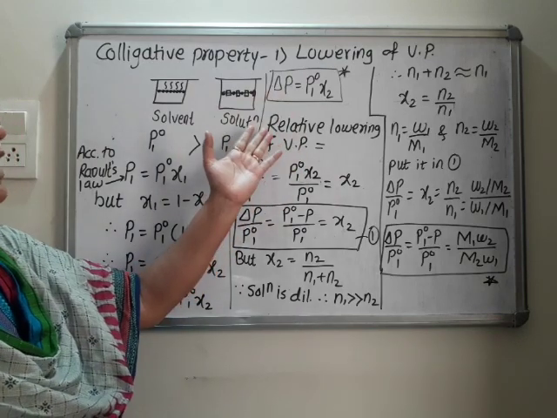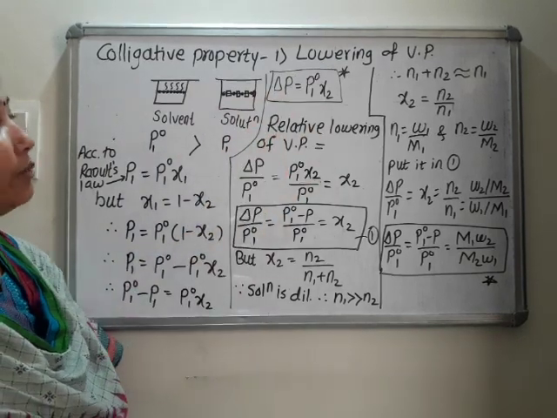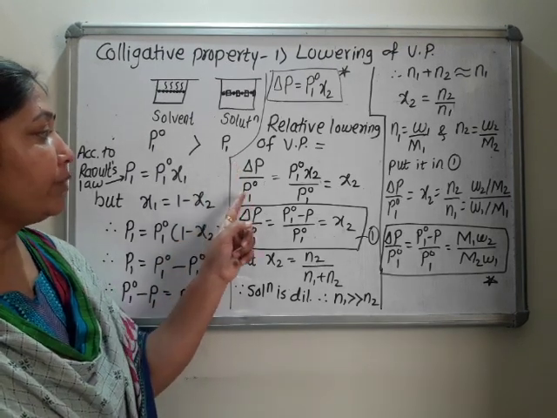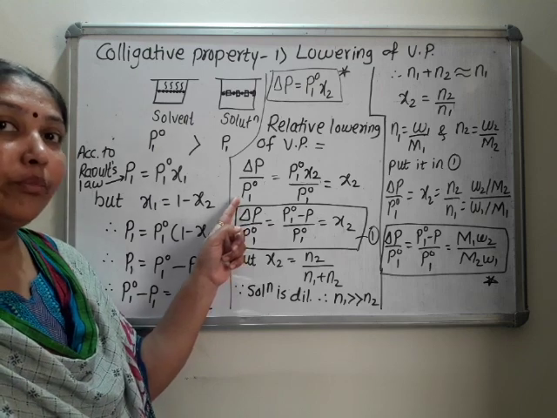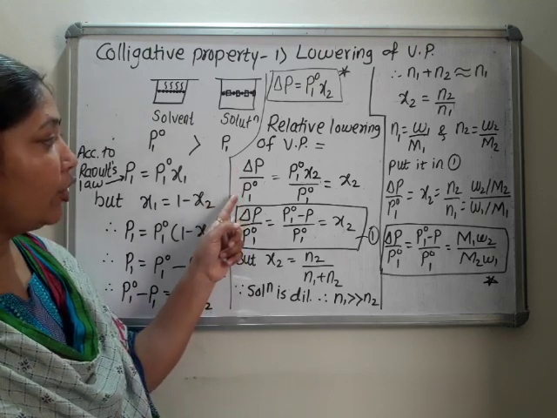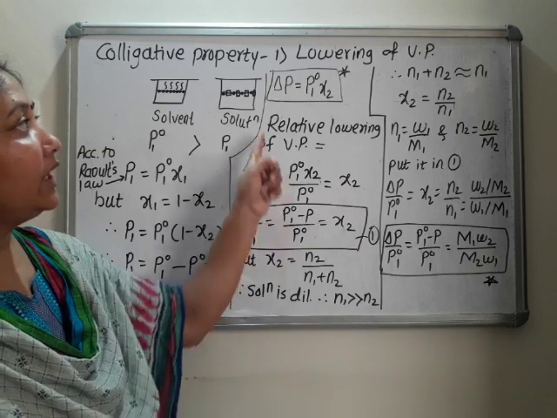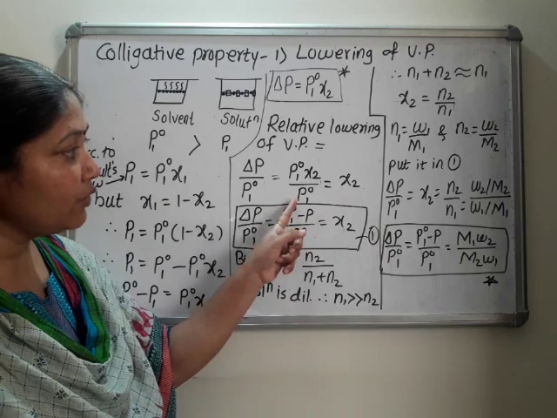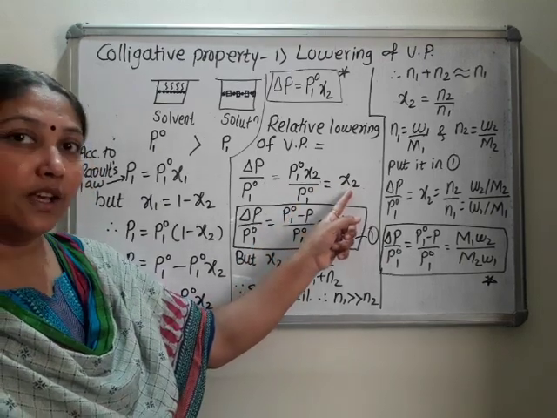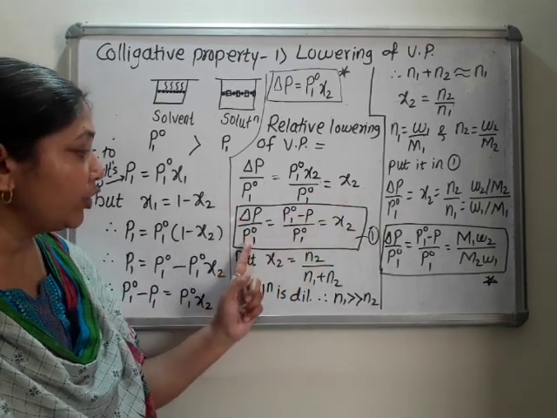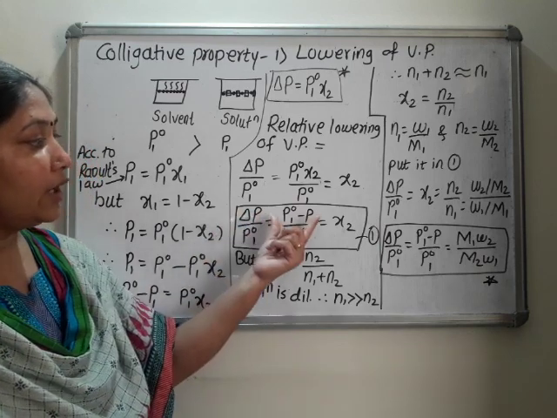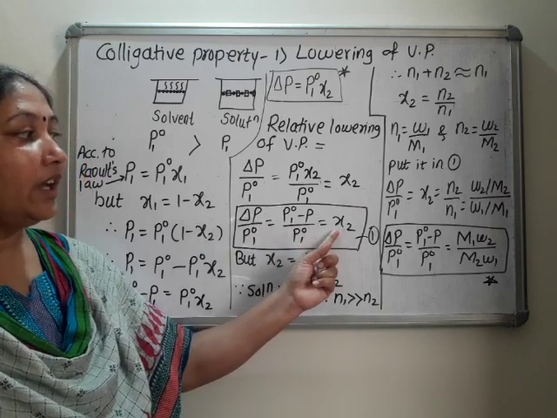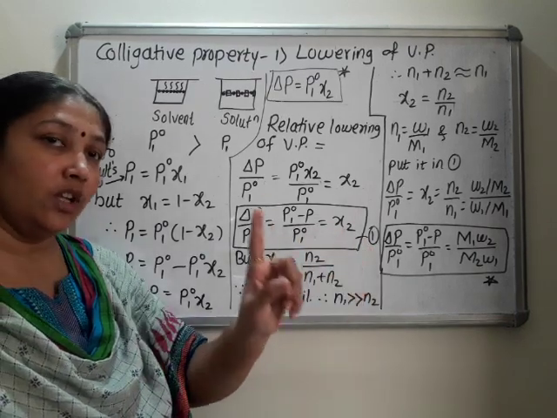One more term is there, relative lowering of vapor pressure. It is the ratio of lowering of vapor pressure to vapor pressure of pure component. So delta P upon P01. What is delta P? It is nothing but P01 X2 upon P01. P01 gets cancelled, so we get X2. So we can write delta P upon P01, that is P01 minus P upon P01, is nothing but X2. We call this equation 1.